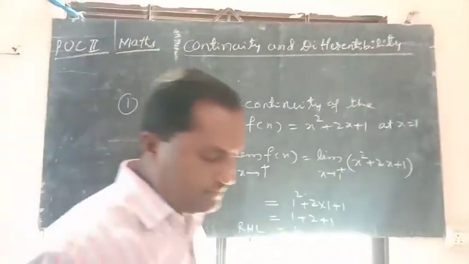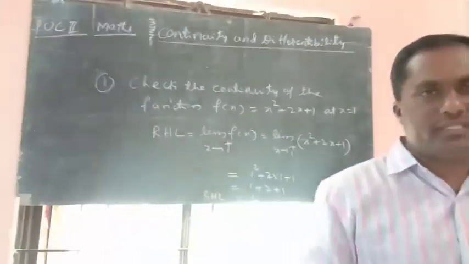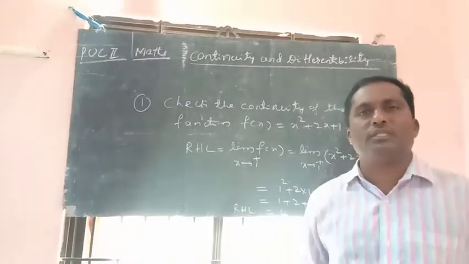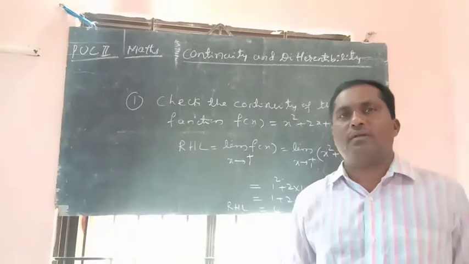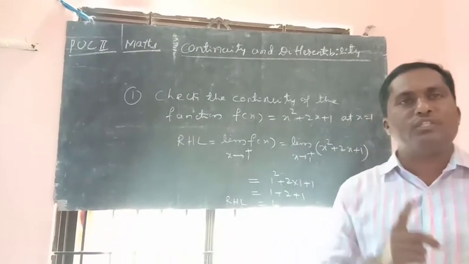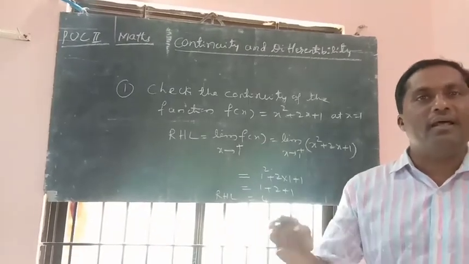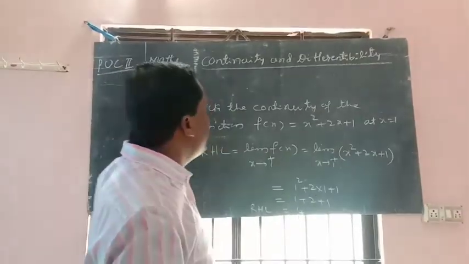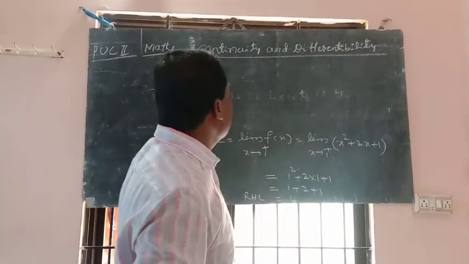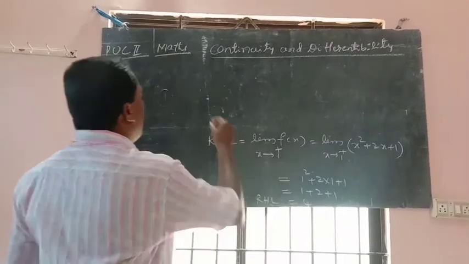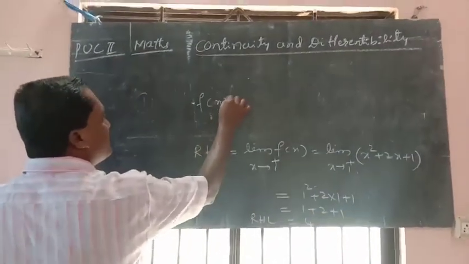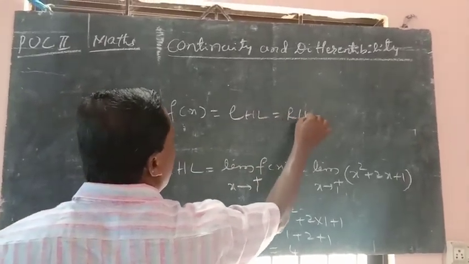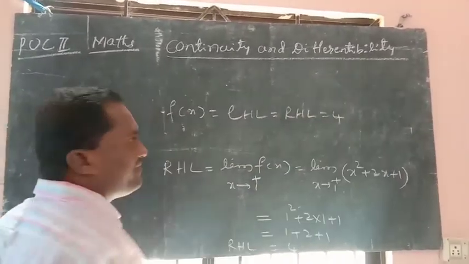Just to consider, students. What is that? Your limit function is 4. RHL is 4, then LHL is 4. So both are equal. So I write here, just to consider, therefore f of x is equal to LHL is equal to RHL is equal to 4.